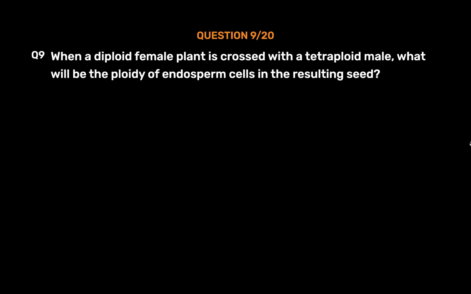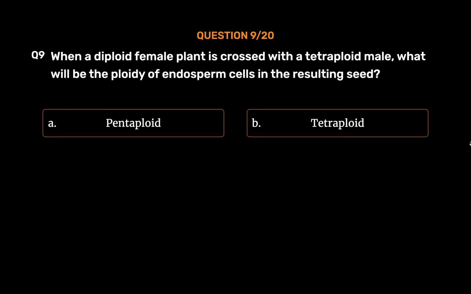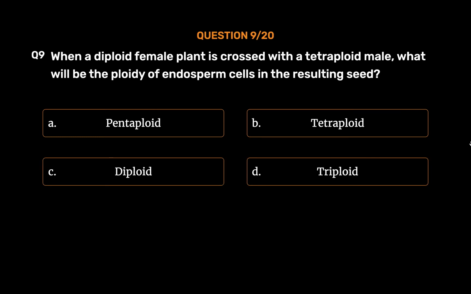Question number 9. When a diploid female plant is crossed with a tetraploid male, what will be the ploidy of endosperm cells in the resulting seed? Option A, pentaploid. Option B, tetraploid. Option C, diploid. Option D, triploid. The correct answer is option B, tetraploid.